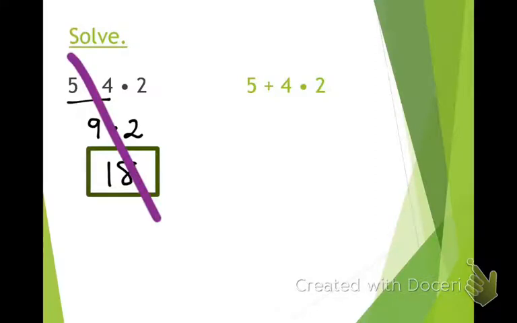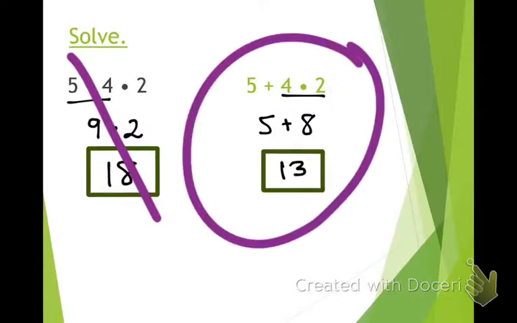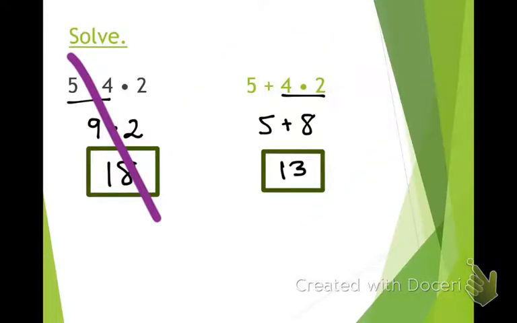Instead, what you should have done, according to order of operations, is multiplication should go first every single time before you add. Class, what's 4 times 2? 8. And then you need to drop that part down. And what's 5 plus 8? 13. Today I am going to explain to you how you can figure out that this is the method you should do every time instead of that first method.